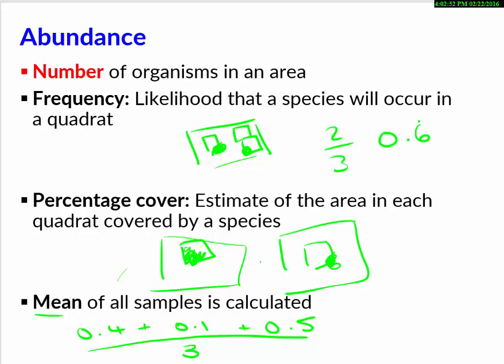So this was just part 1. In the next video we're going to look at mark release recapture, which is what you use for sampling animals rather than plants, because animals can move around. So while you could use a quadrat for wood lice, you couldn't use it for bigger things. You couldn't use it for faster moving things because you just couldn't count them. And we'll also look at ethics in biology.